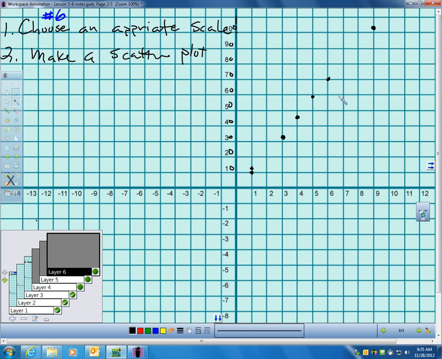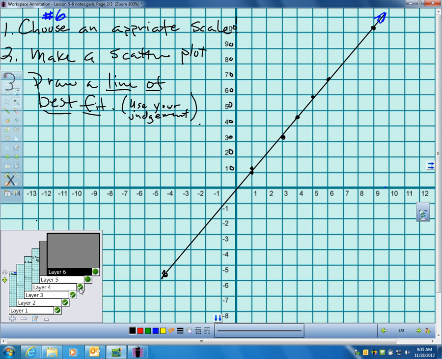Now when I look at the scatter plot, it's pretty obvious there's a positive correlation. These points definitely look like there's a pattern. It's rising from left to right. So the next thing to do is to draw a line of best fit. Now a line of best fit is a judgment call. You take your ruler and as best you can, you draw a line through these points which you feel best describes this set of points. So I'm going to do that. I took my ruler out and I drew that line.